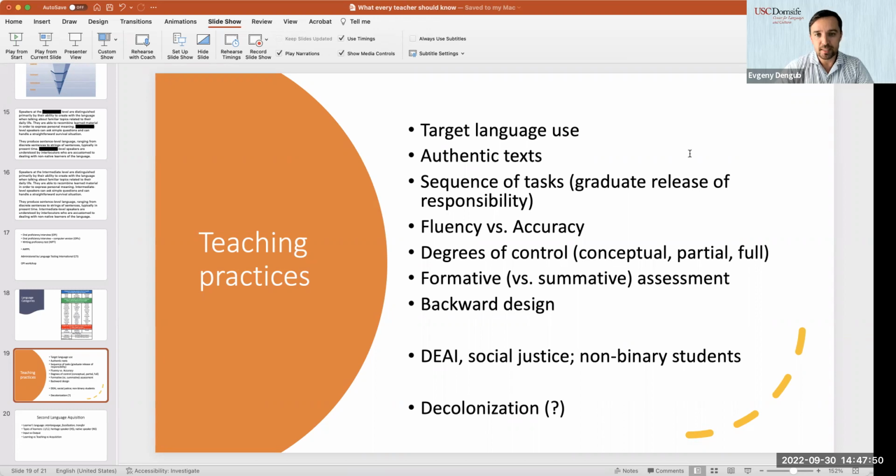Formative versus summative assessment. Real quickly, formative assessment checks for understanding, to make sure our students got the little thing we just did in class. Versus summative, which would be a big test at the end of the semester. So our classroom should have as many little formative assessment pieces as possible.